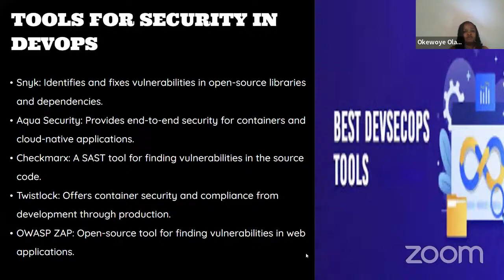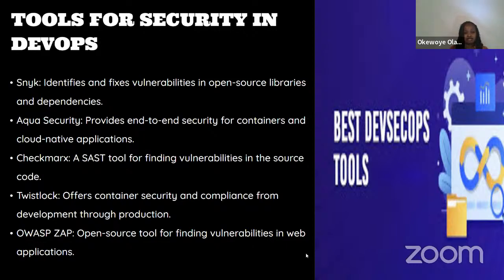So we're moving to the tools for security in DevOps. We have Snyk, which is primarily used in identifying and fixing vulnerabilities in open source libraries and dependencies. We have Aqua Security. This provides end-to-end security for containers and cloud native applications.